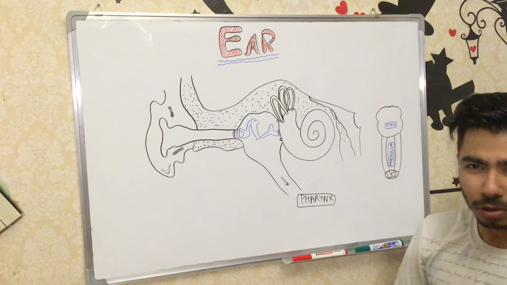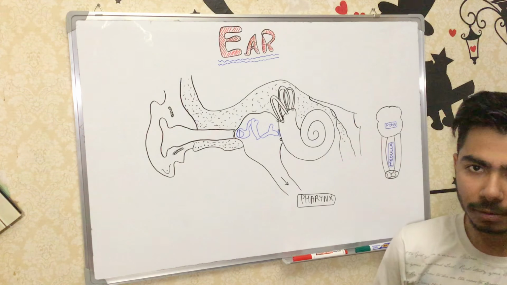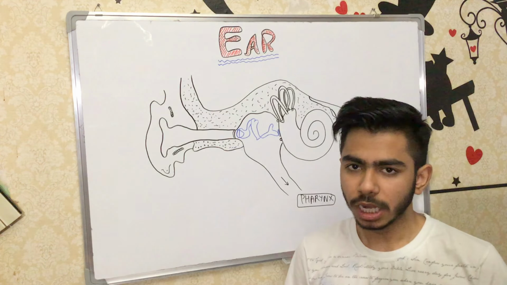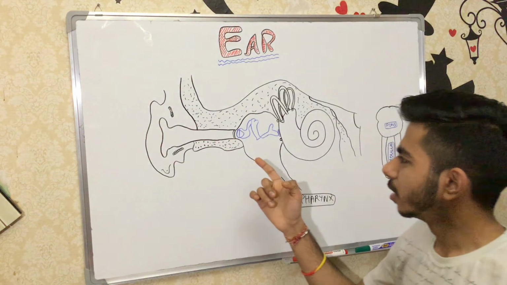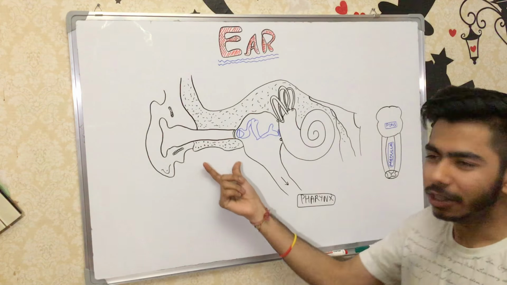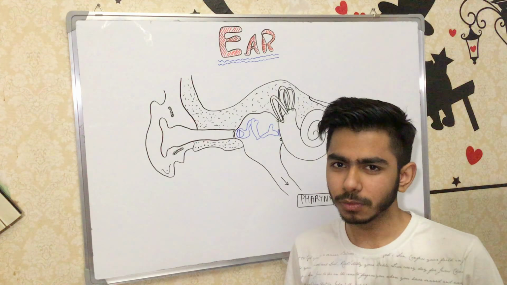So what structures are important in the external ear? That is the auricle or pinna and the external auditory meatus. Remember, as you can see in the diagram, you may think that the external auditory meatus is a straight tube, but this is wrong. It is not a straight tube from the clinical point of view.